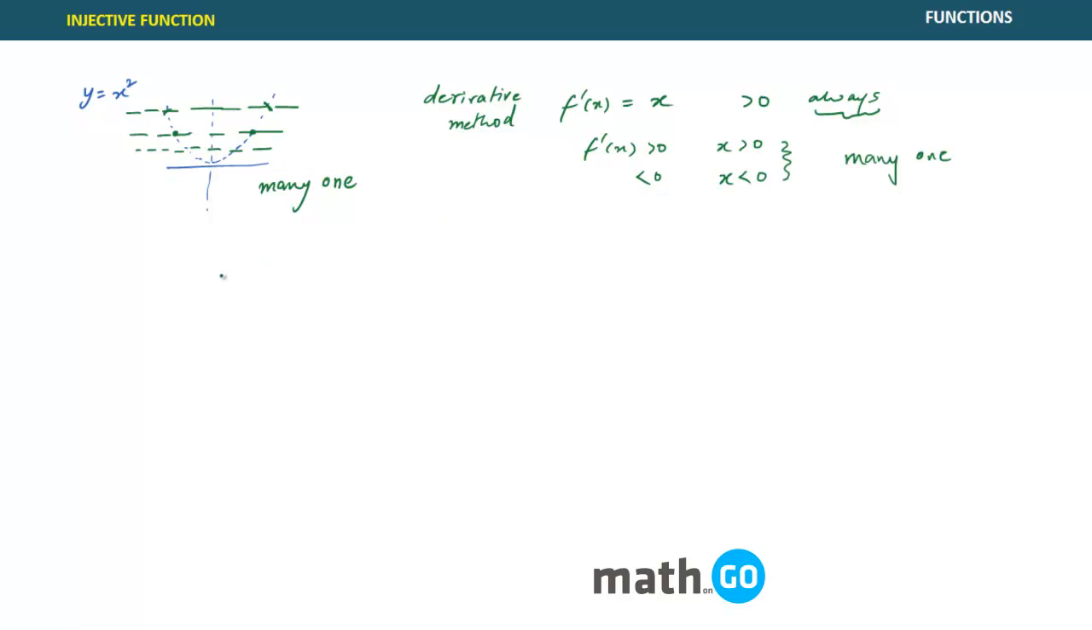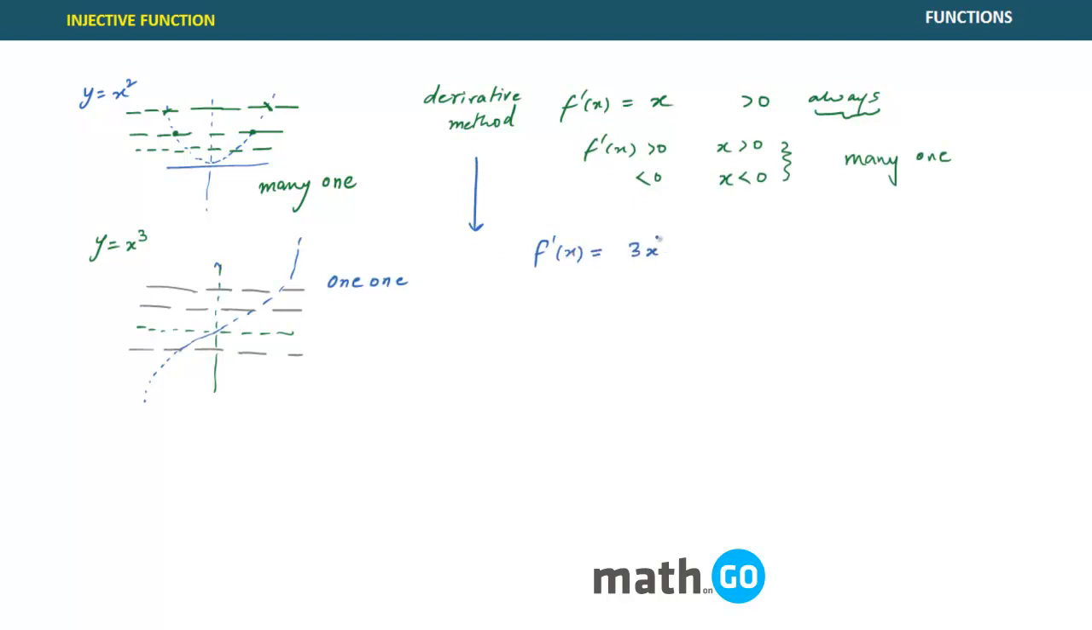Whereas if we take a very simple graph, that is y equal to x cube now, right? Let me draw y equal to x cube for you. So y equal to x cube, the shape is something like this, right? And now if you start drawing horizontal lines, it's very obvious that the horizontal line will only intersect at one point. So that is why I can say this time this function is one-one. No doubt about it. Now let's see the derivative approach in this particular case. What is f'(x)? So f'(x) is 3x square. I know that this is always positive.